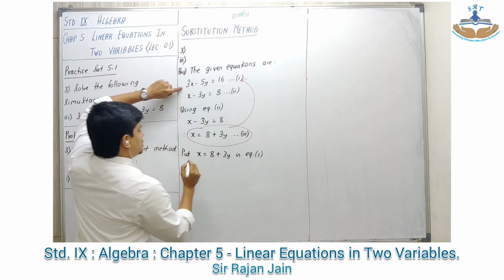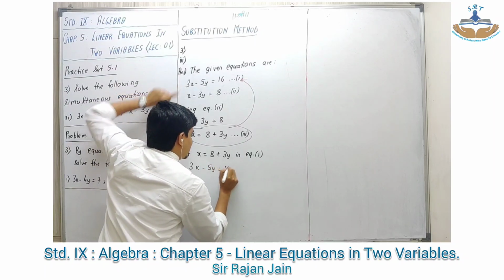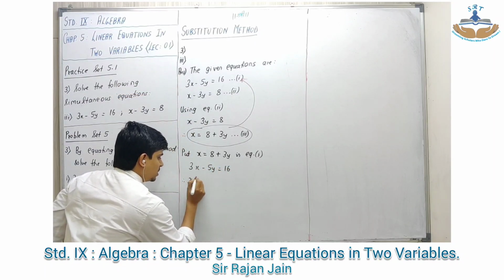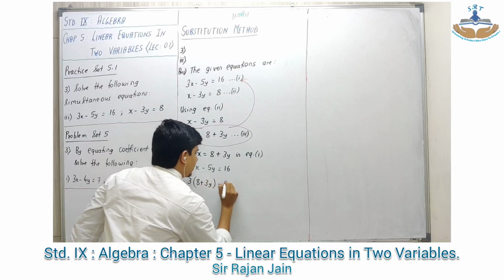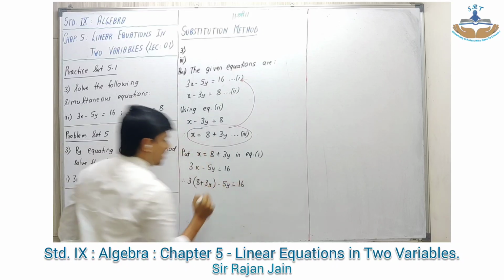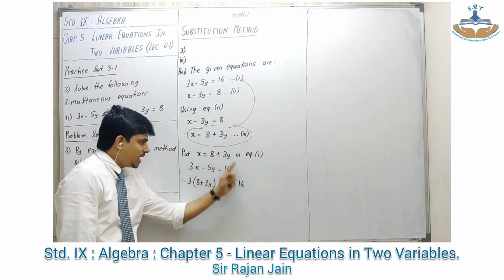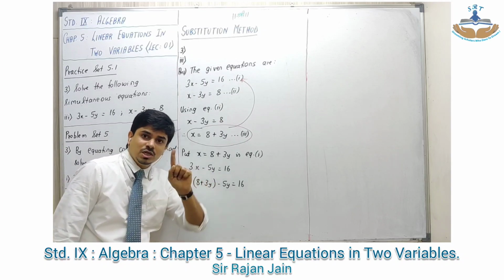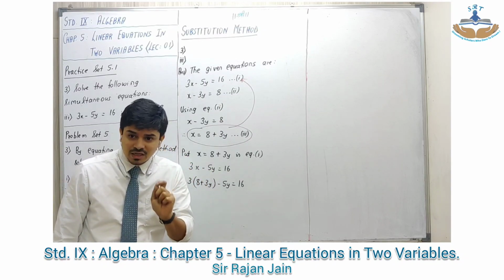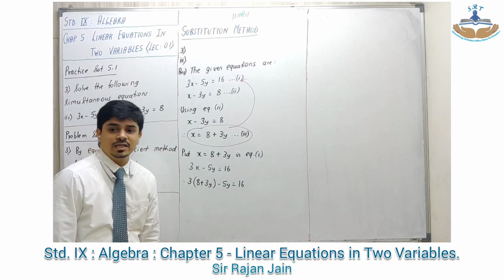तो इससे क्या हो जाएगा? Here I have 3x minus 5y equal to 16. Therefore 3x के जगह पे क्या है? 3 into 8 plus 3y minus 5y equal to 16. Is that clear? इससे क्या हुआ मालूम है? जो मेरा equation दो वेरिएबल में था, now I have equation in a single variable. And if your equation is in a single variable, you can solve it to get the answer.